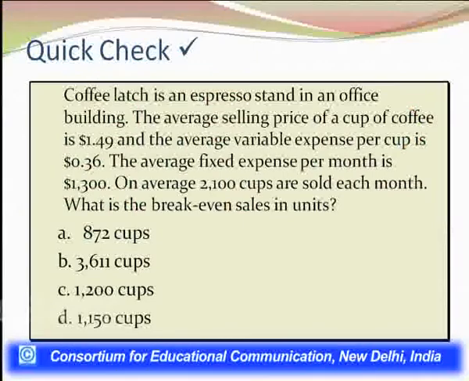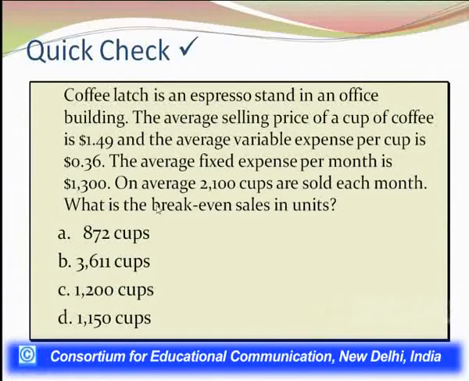Just read this example. Coffee Latch is an espresso stand in an office building, right? The average selling price of a cup of coffee is $1.49. The average variable expenses per cup are $0.36, or you may call it 36 cents. The average fixed expense per month for that espresso stand is $1,300. On average, 21 cups are sold each month. What is the break-even sales in units? How would you calculate? Yes, just think for a second.